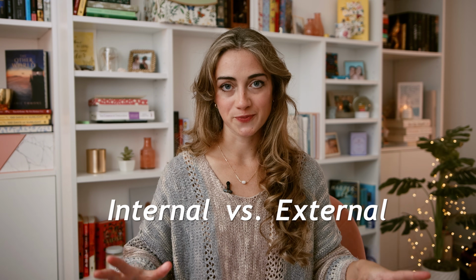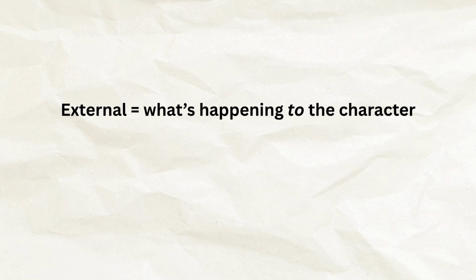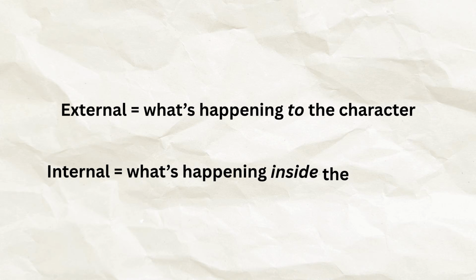Okay, let's talk about the biggest misunderstanding that most writers have when it comes to outlining a scene. The internal versus external struggle. Here's an easy way to look at it. External is what's happening to the character. Internal is what's happening inside the character. So if a lion is chasing you, that's external conflict. If you're wondering whether you're lovable while the lion is chasing you, that is internal conflict.